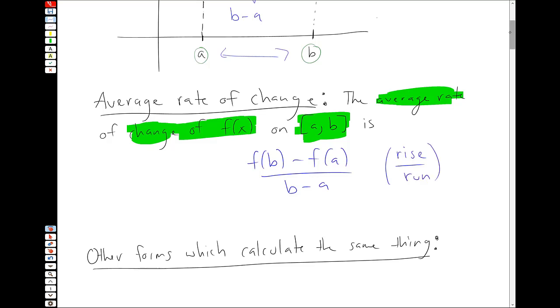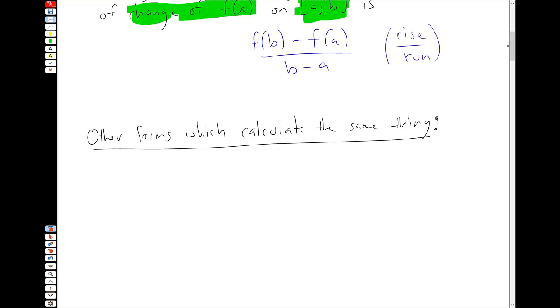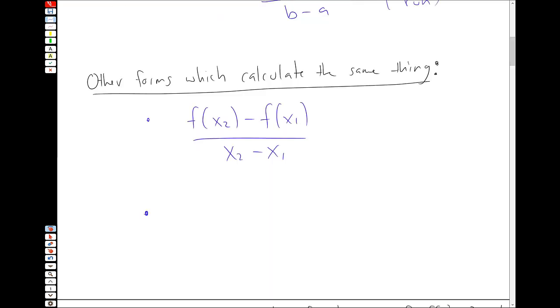Now, there's a bunch of ways that average rate of change can be phrased or written down. A couple of other common ways of writing it are the following. Some things you could see: f of x2 minus f of x1 over x2 minus x1. This is something you may have seen when you were learning slope back in algebra. Something that you're going to see in calculus is what we call the difference quotient, f of x plus h minus f of x over h.